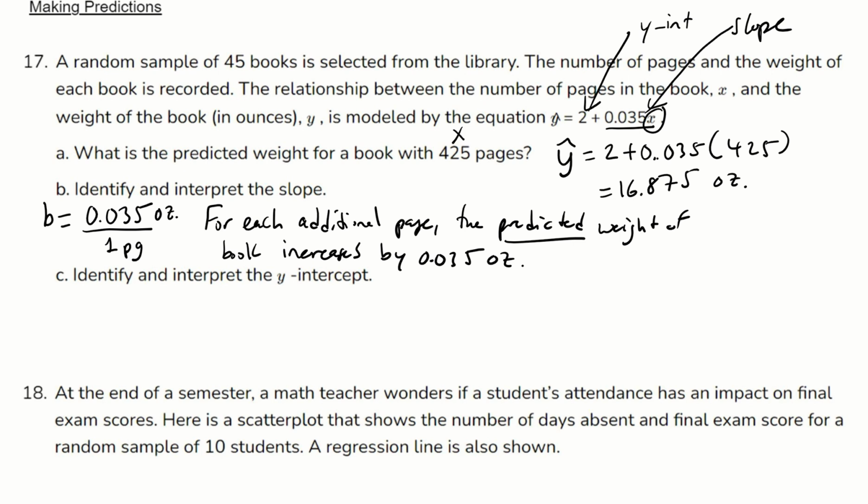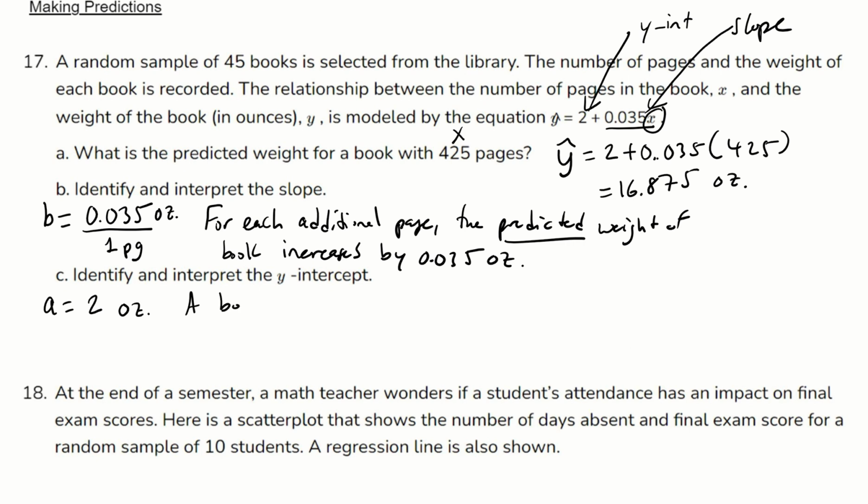Does that make sense in this situation? Well, the answer is yes, it makes sense. If you have a book with no pages, then we're just talking about everything else. You have the binding and all that stuff, and then you have the pages. So it's saying that the base weight of the book is 2 ounces, and if we add pages, it obviously increases the weight. So the y-intercept is 2 ounces.